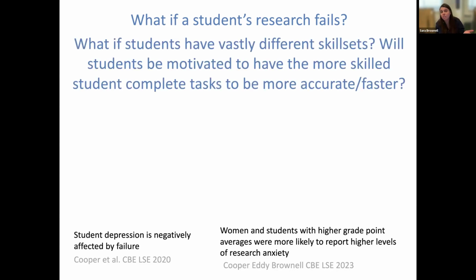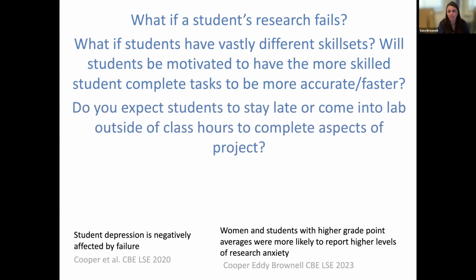We also have to think about if students have vastly different skill sets. How are you doing this in the class, right? Are students motivated to have the more skilled student complete tasks to be faster or more accurate, especially if accuracy is built into how you're assessing students? Or are you building it in so students have turn taking and so everyone gets to actually do that task and learn from that task?